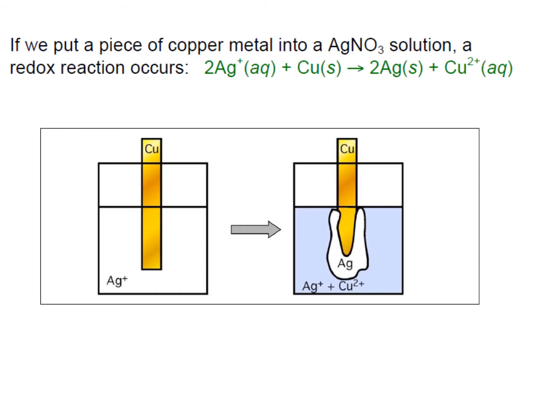So just to illustrate the direct and the indirect redox reaction, we have here the spontaneous reaction of silver plus and copper. If we put a piece of copper metal into a silver nitrate solution, again, the redox reaction can easily occur. And the reaction will stop when the copper metal gets covered with silver. So that's the direct. The other one is indirect.